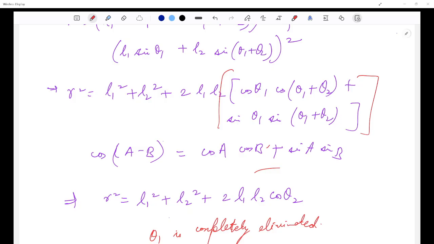Sorry, what I said is this equation you have: R square equals L1 square plus L2 square plus 2 L1 L2 cos theta 2, right? When cos of theta 2 becomes 1, this is effectively L1 plus L2 whole square. And when cos of theta 2 becomes minus 1, this is L1 minus L2 whole square. And that's actually the annular sector you're talking about.